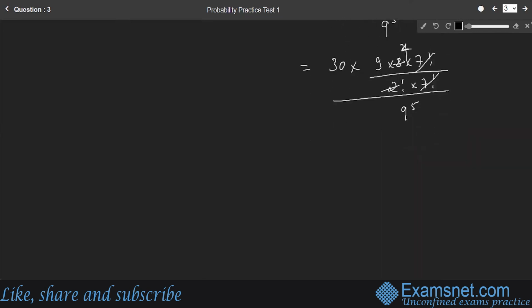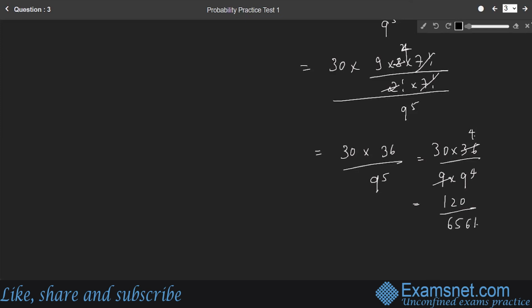Still we can simplify: 30 into 9 into 4 is 36 by 9 raised to 5. So 30 into 36 by 9 into 9 raised to 4. We can cancel one 9 here, 9 into 4 is 36. So we have 30 into 4 is 120 by 9 raised to 4. 9 raised to 4 is nothing but 6,561.